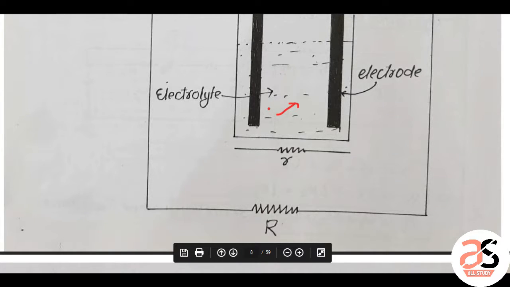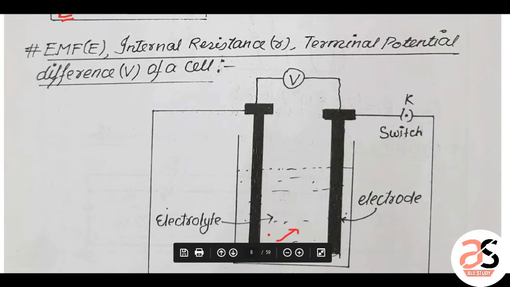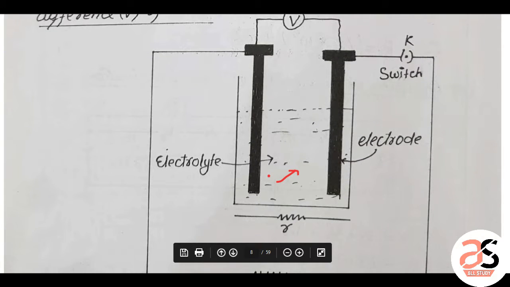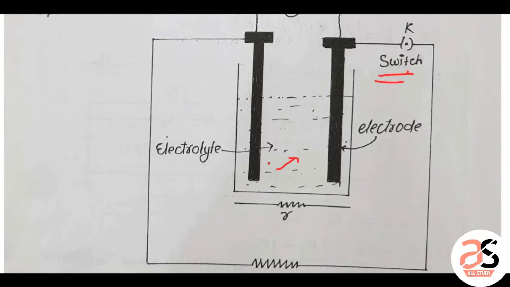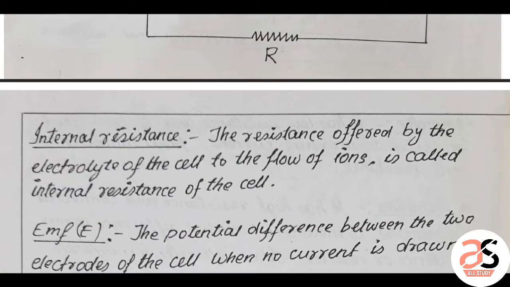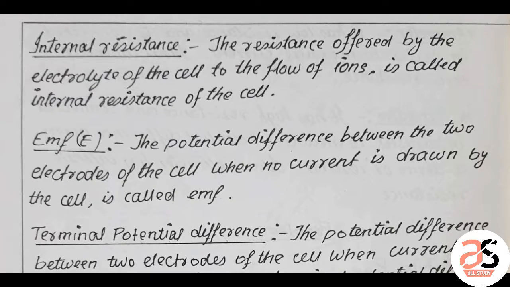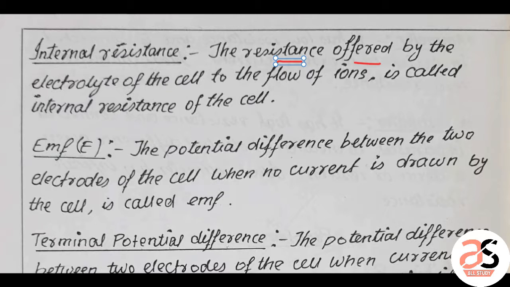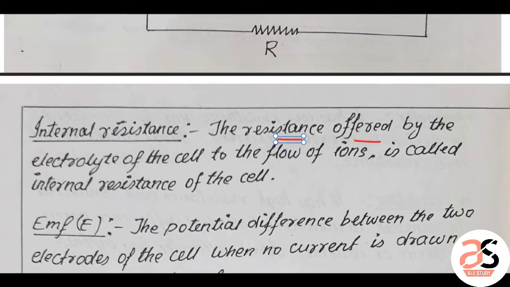So this R is an external resistance connected across the cell. A switch is given here. Let us check the definitions first. What is the internal resistance of the cell? It is the resistance offered by the electrolyte of the cell to the flow of ions. This is called internal resistance.